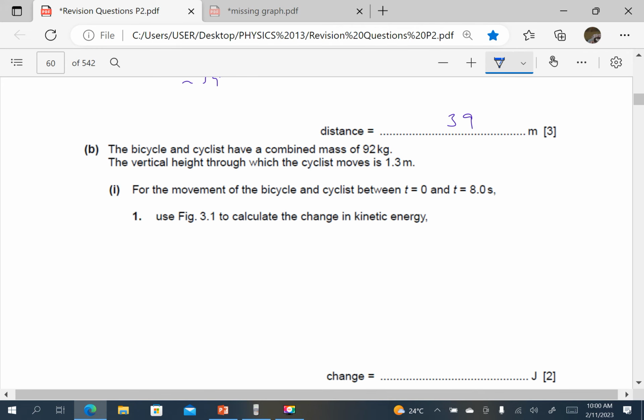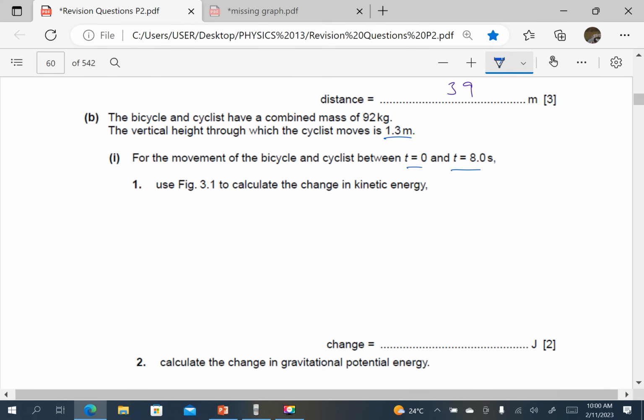Next, the bicycle and the cyclist have a combined mass of 92 kilograms. The vertical height through which the cyclist moves is 1.3. For the movement of the bicycle and the cyclist between t equals 0 to t equals 8 seconds, use the figure to calculate the change in kinetic energy.